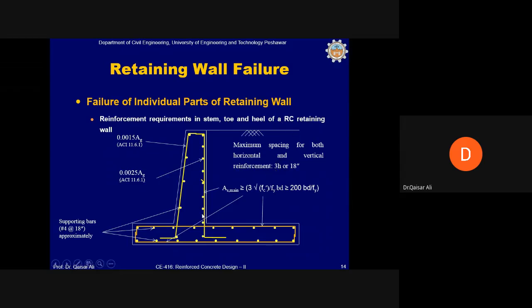Okay, on the other parts of the retaining wall, in the arm, the front side of the retaining wall, the vertical reinforcement on the front side shall be 0.0015 of gross area, and the horizontal reinforcement along the length of the retaining wall on the back side shall be equal to 0.0025 Ag according to the ACI code. Okay, and in all other places, the reinforcement will be used as supporting bars, number 4 at the rate of 18 centimeters, which will be more than enough in order to hold this reinforcement.